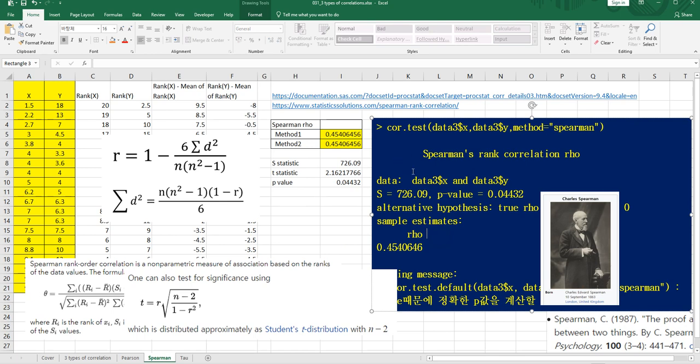So as you can see, we have got the same S statistic as in R, and in order to calculate the p-value, we need to calculate the t statistic by using this formula. And finally, the rho is the same as this one. Alright, so it says that this data is statistically significant at the 5% significance level. Right, let's move on to Kendall's tau.